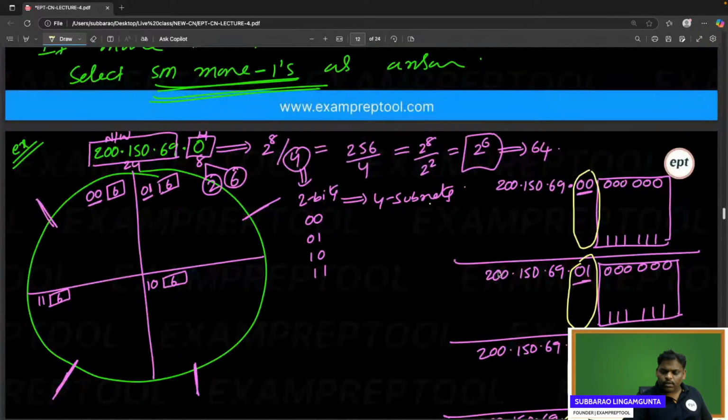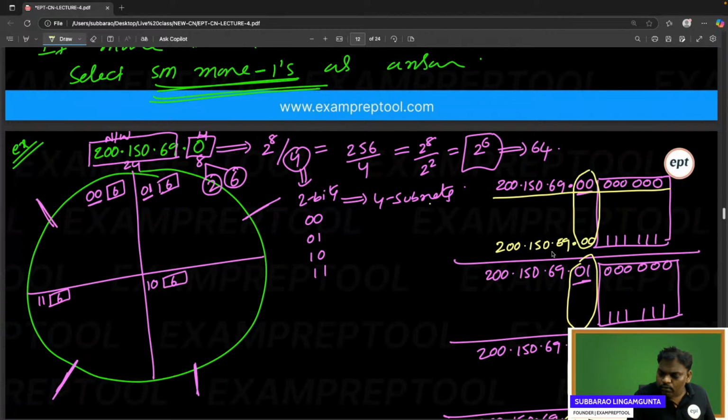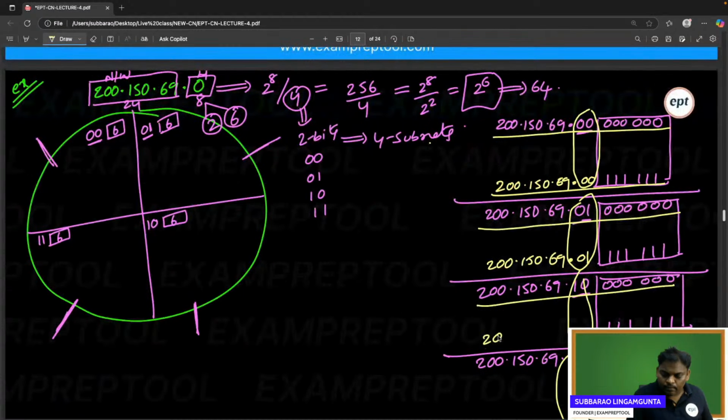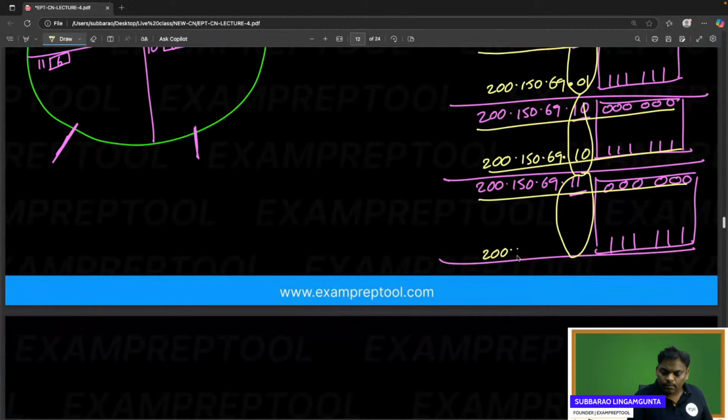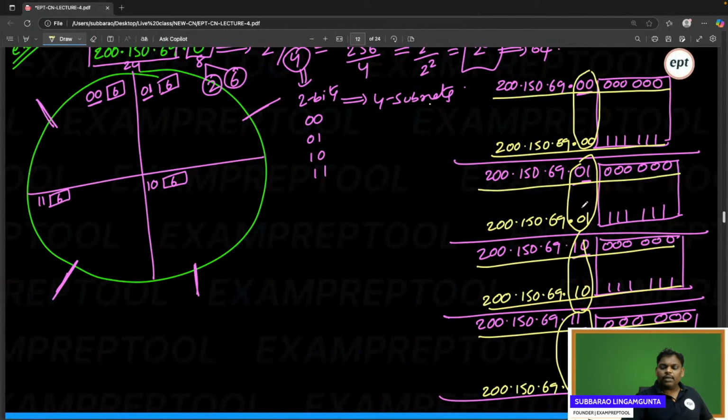Okay, now observe. This one only, if you take the subnet ID, this part is common, and the rest is going to be the host address. Again it is the next subnet ID, next the host address. Same thing, it is the subnet ID, it is the host address. Subnet ID, host address, subnet ID, host address, subnet ID, host address.